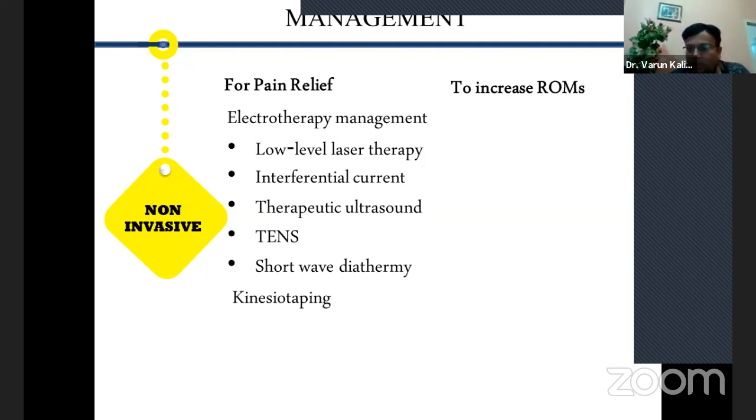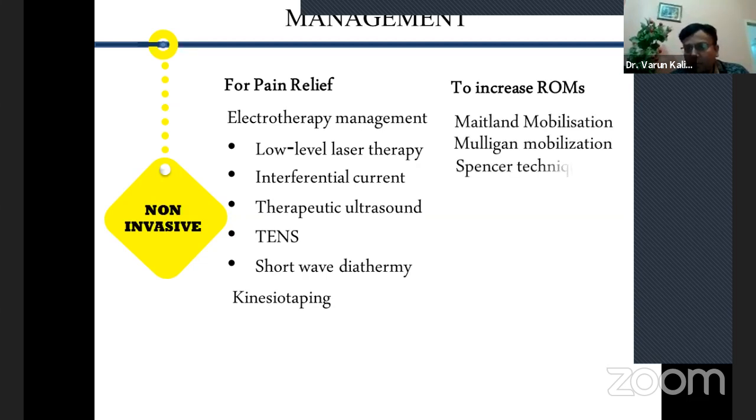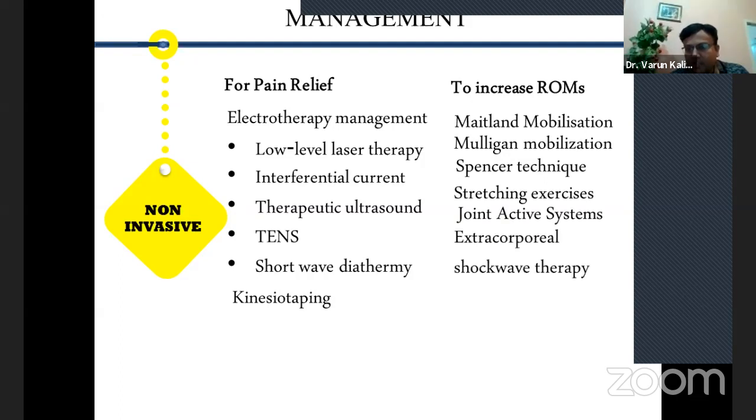And to increase range of motion, we have Maitland mobilization, Mulligan mobilization, Spencer technique, stretching exercises, joint active systems, extracorporeal shockwave therapy, HIVAMAT device, and muscle energy technique. All these approaches come under physiotherapy approaches or treatment. So we will discuss all these approaches one by one.